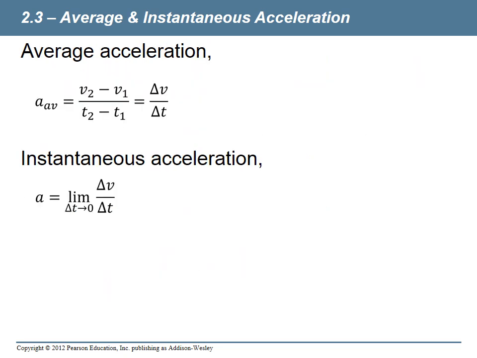Okay, now let's talk about average acceleration. It is virtually the same definition as the average velocity: the change in velocity vectors, v2 minus v1, divided by the time it takes for that change, so t2 minus t1, also written as delta v over delta t. Instantaneous acceleration has the same definition as the instantaneous velocity, it's just the limit as delta t goes to 0. So as the time interval gets smaller and smaller until it's virtually 0, that defines our instantaneous acceleration.